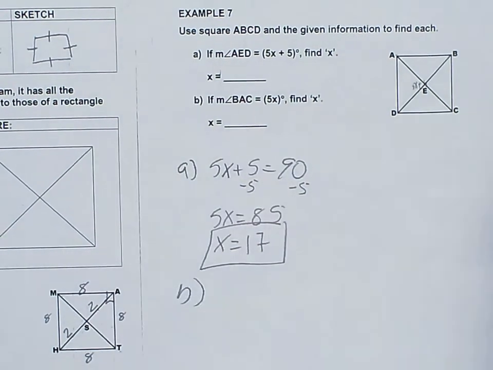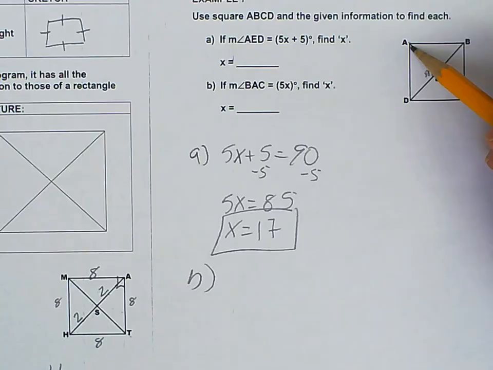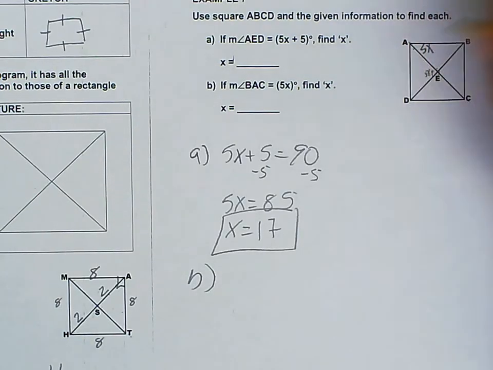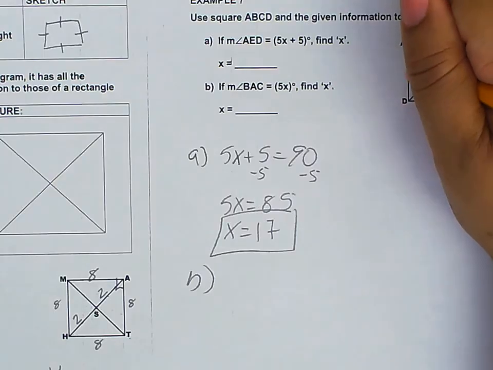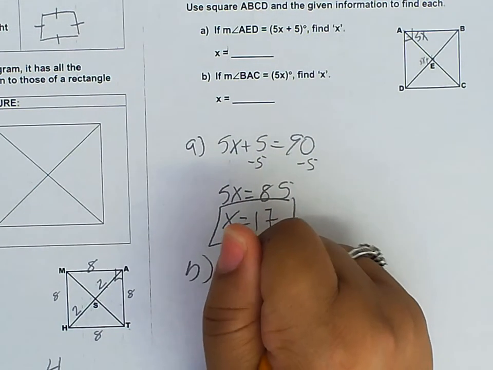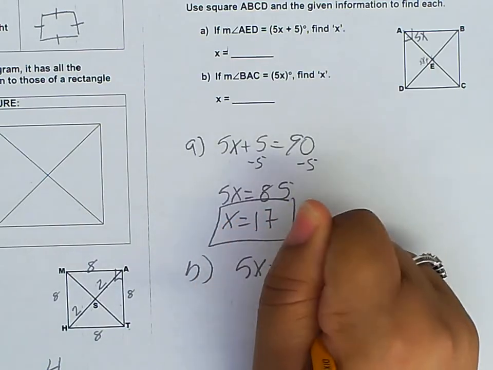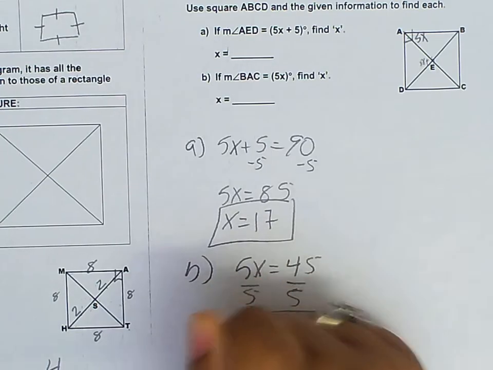All right, let's see what B asks us to do. If the measure of BAC is 5x, find x. Well, we already know that this entire thing is 90, and we have half of it, so I can just use 45. So I can just do 5x equals 45, divide 5 out, x turns out to be 9.